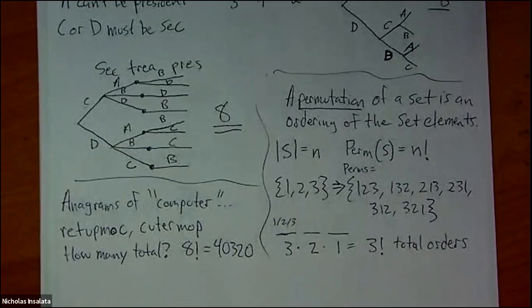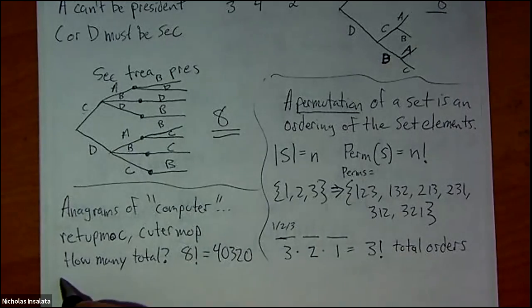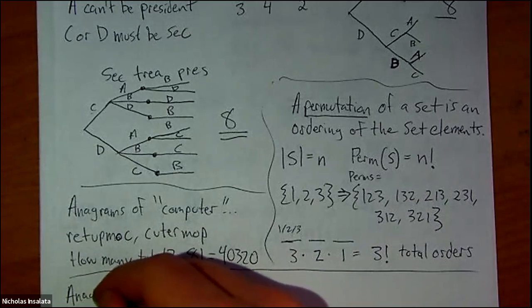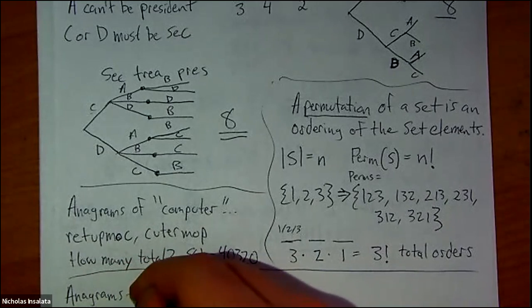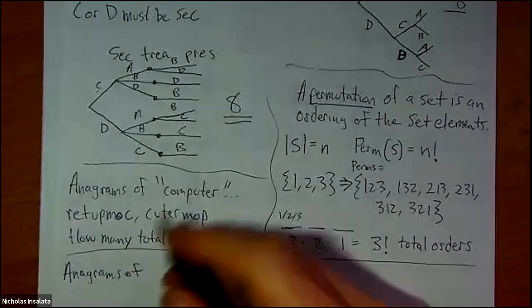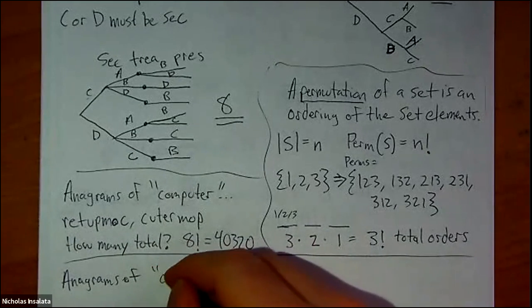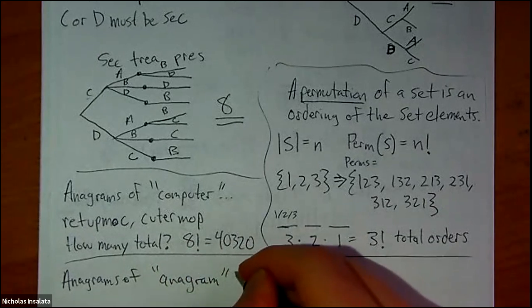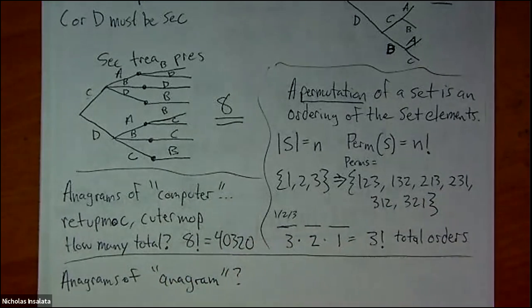Okay, let's do another example, right? Let's take the word, I don't know, let's say anagram. How many of those would there be?